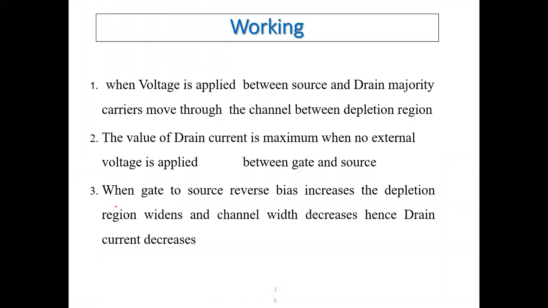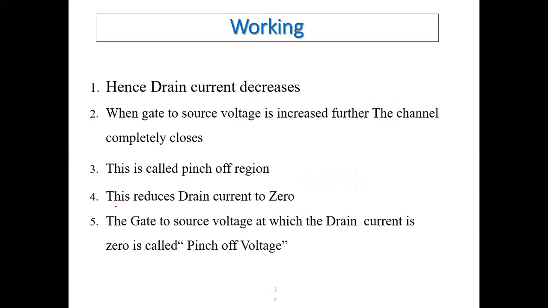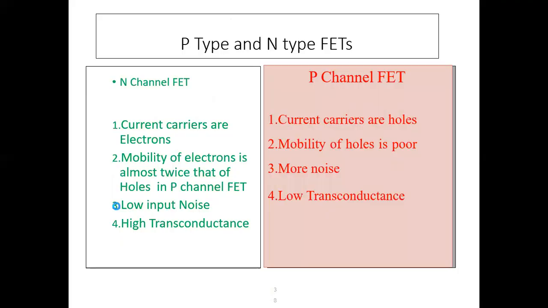So when voltage is supplied between the source and drain, the majority carriers move through the channel between the depletion layers. The value of drain current is maximum when no external voltage is applied between gate and source. When the gate to source is reverse biased, the depletion region widens and the channel width decreases, hence drain current decreases. Okay, these are the explanations.